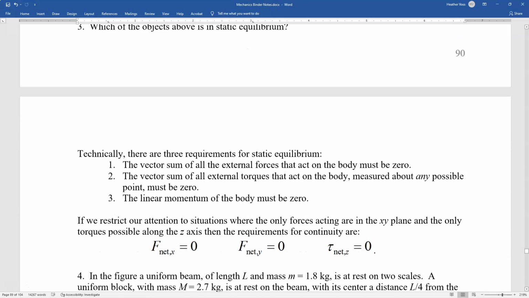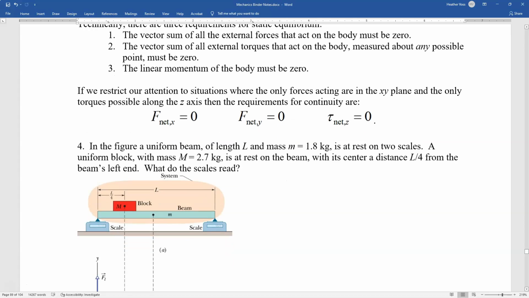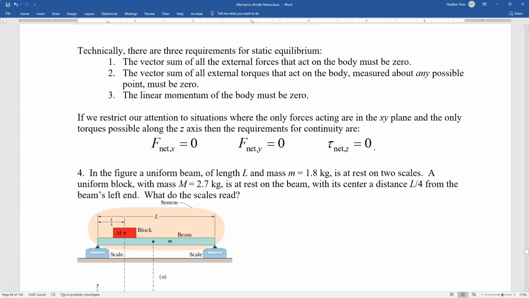So for static equilibrium, the external forces have to sum to zero. The external torques have to sum to zero. And here's a different one. The linear momentum has to be zero. Cannot be moving.